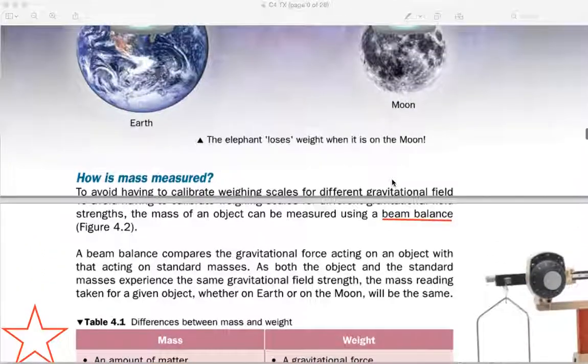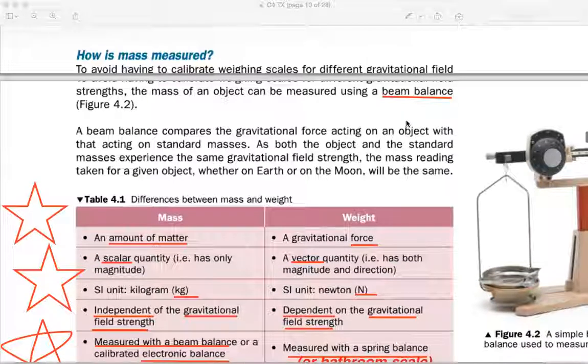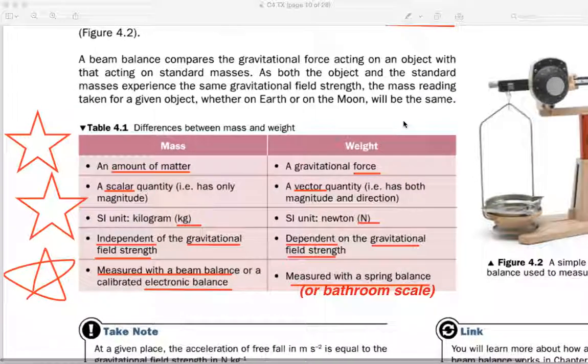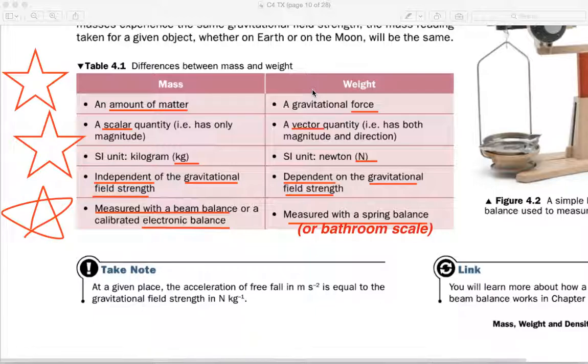So how is mass measured? To avoid having to calibrate weighing scales for different gravitational field strengths, we actually measure mass using a beam balance. Just like you highlight, this part at the bottom of page 73 is a good summary of the difference between mass and weight.